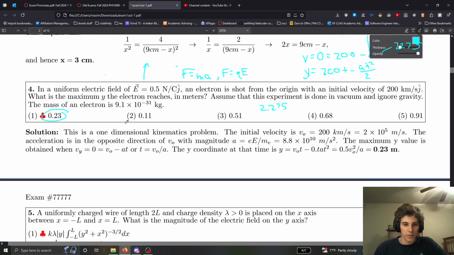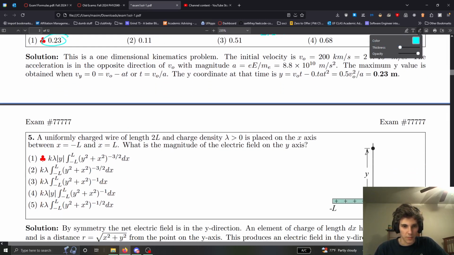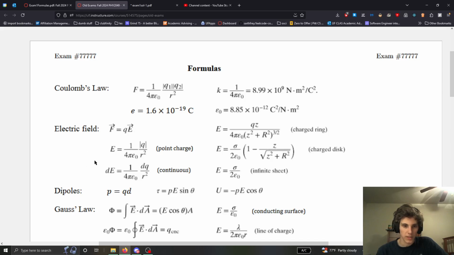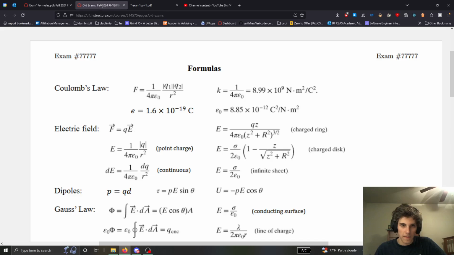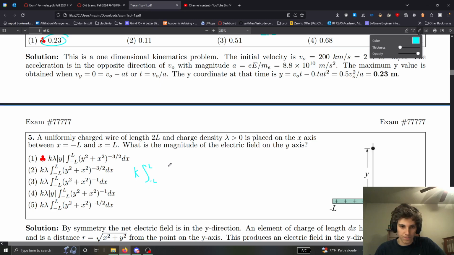Integral problems, you always hate to see these, but you know there's going to be at least one here. Let's use this formula here if we can, or this picture here if we can. So the magnitude of the electric field on the y-axis. We're going to have to do this formula here for the continuous electric field, where essentially the electric field is equal to k times the integral between two values, we'll say negative L and L here maybe, of dq over r squared.